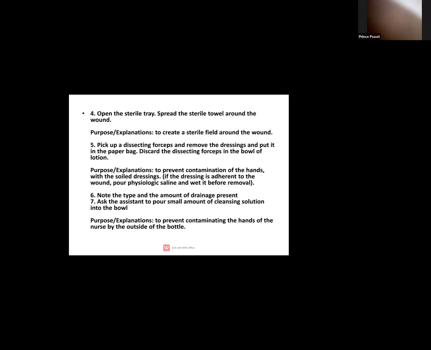Then ask the assistant to pour a small amount of cleaning solution into the bowl. The purpose is to prevent contamination of the hands of the nurse by the outside of the bottle. So that's why I say you need an assistant. You are not touching the bottle. You are sterile, so your assistant is your one-point solution, doing everything that you need. You are only to hold sterile equipment against the sterile dressing.